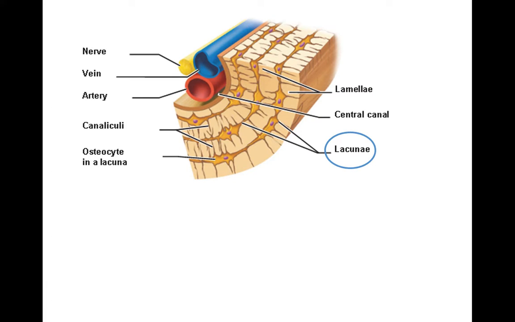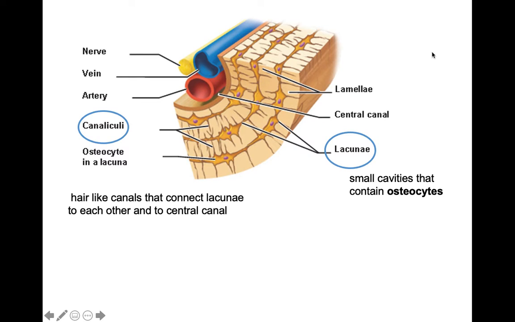So the lacuna is where I house all my osteocytes. Small cavities that contain osteocytes, lacuna, and then the canaliculi, these little hair-like channels that you see right here, connect all of them together. So they're in constant communication with each other. The osteoclast and osteoblast, remember, they communicate with them, the ones that break down or reabsorb bone tissue and lay down bone tissue as well.